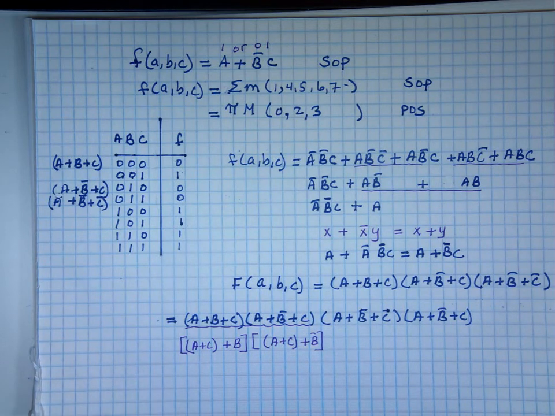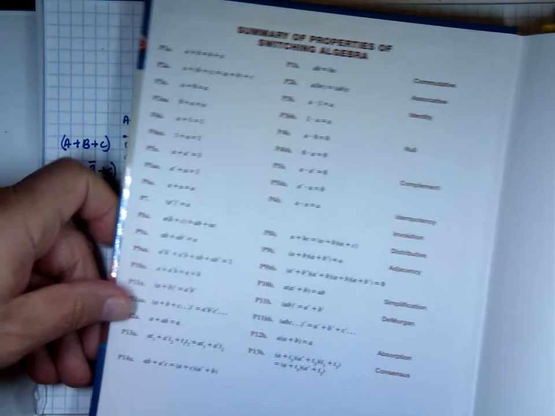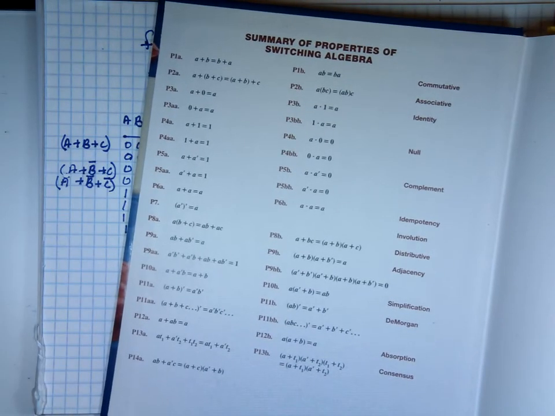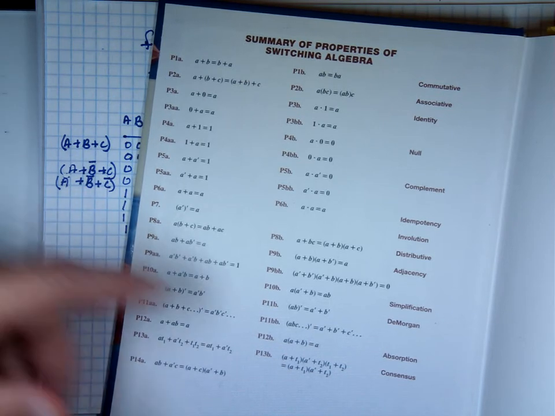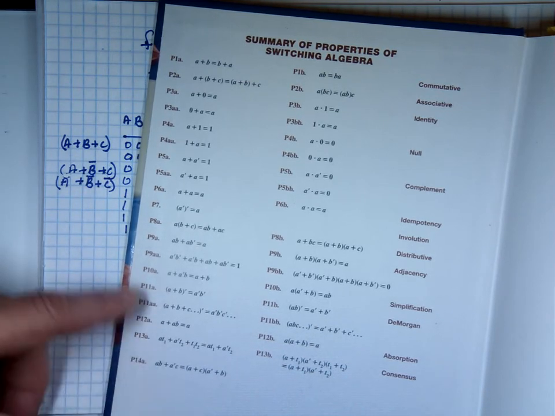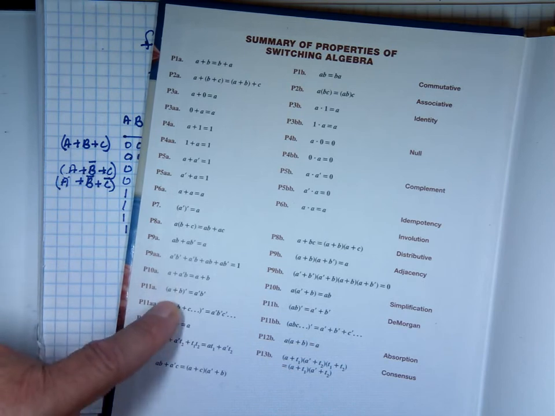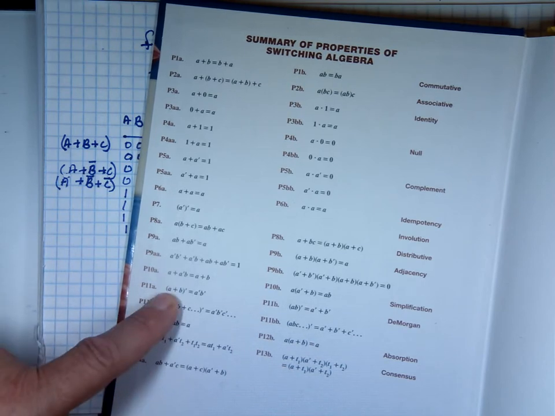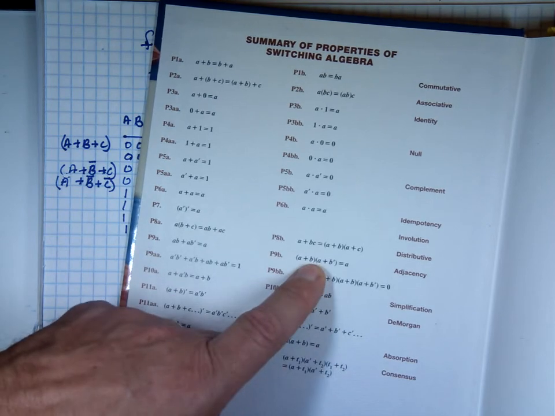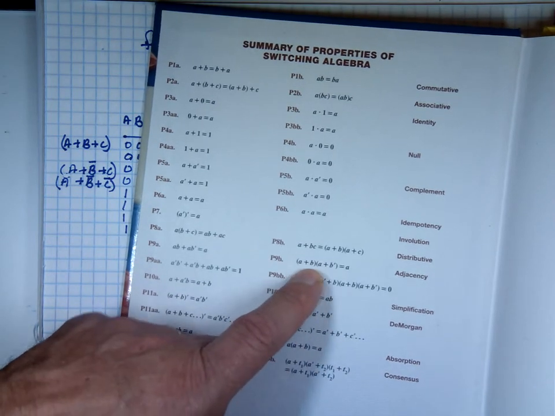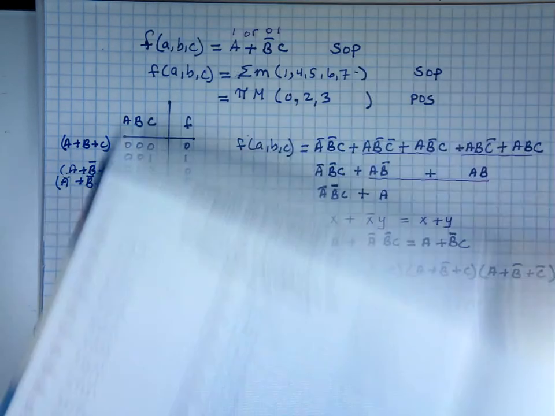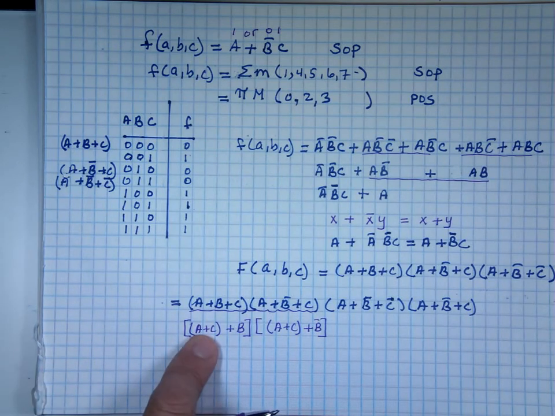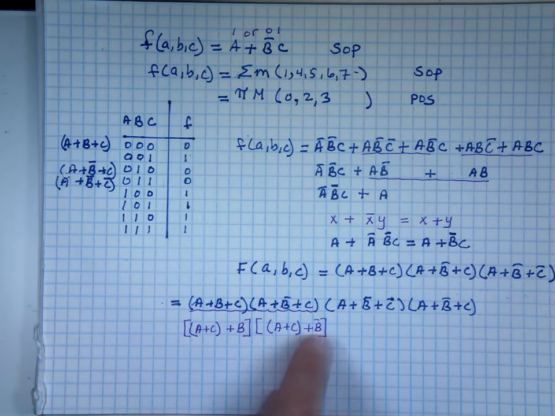Where's that one? Which rule? Where is it? P11? That's double complement, no? Oh, right here. 9. A plus B bar is equal to what? A. That's what I'm using. A is A plus C here. So this is the B and that's the B bar. So these guys, you end up with A plus C.